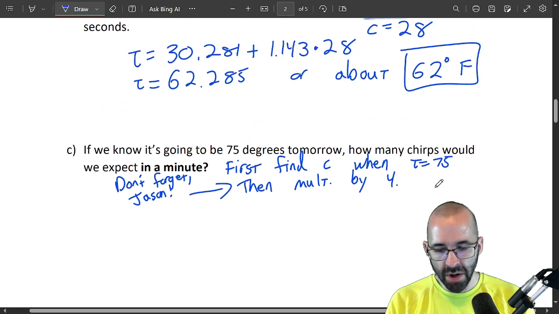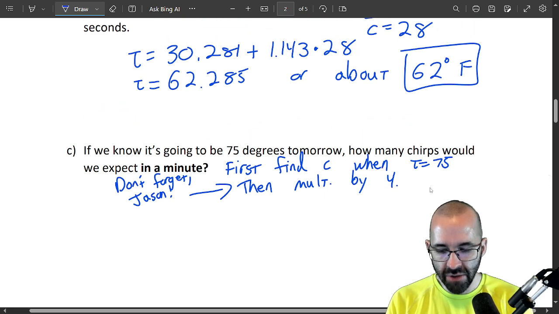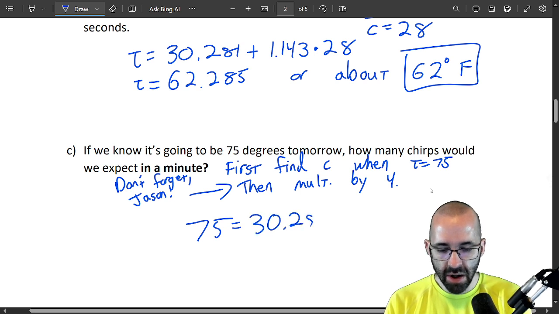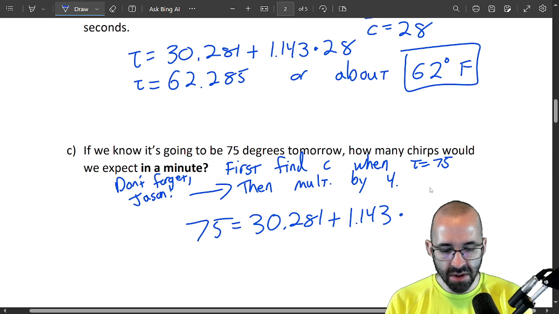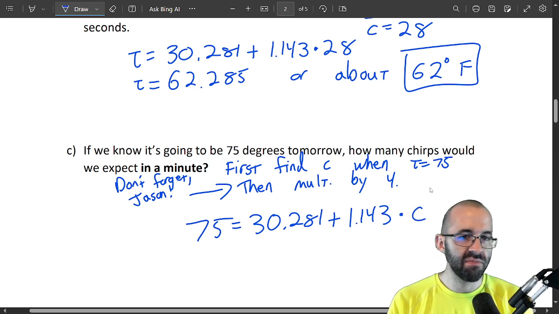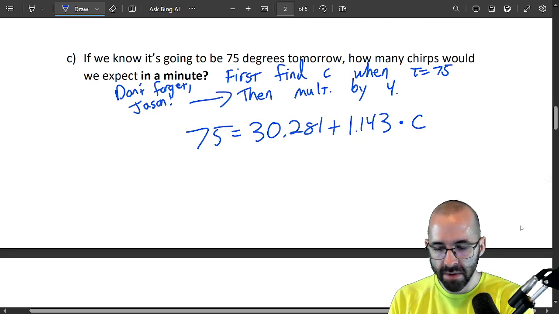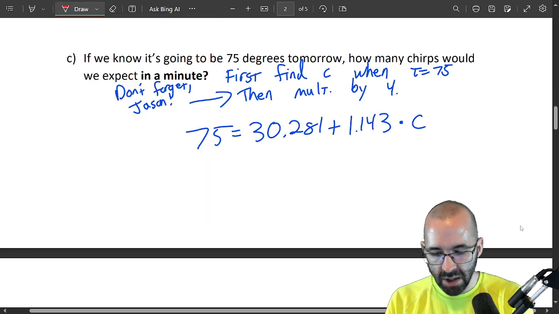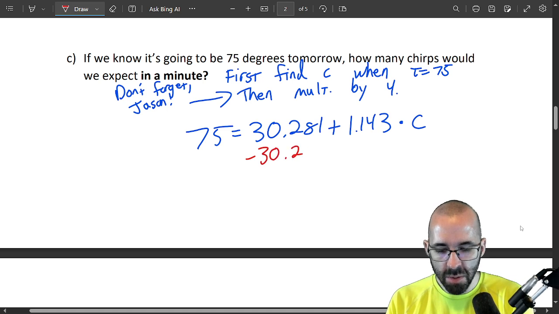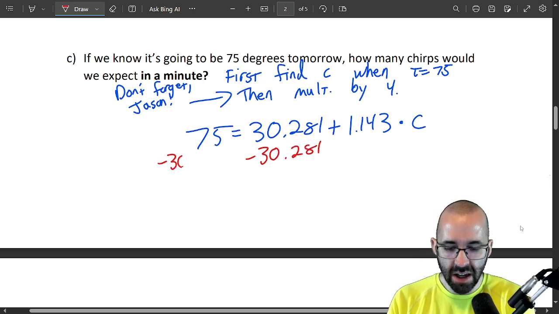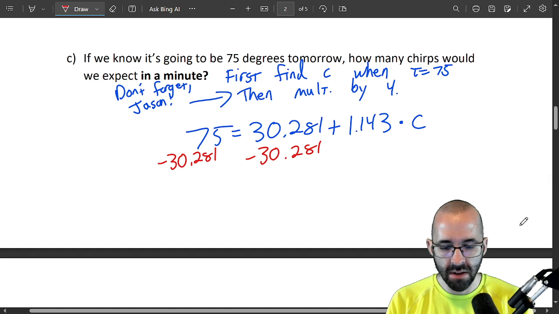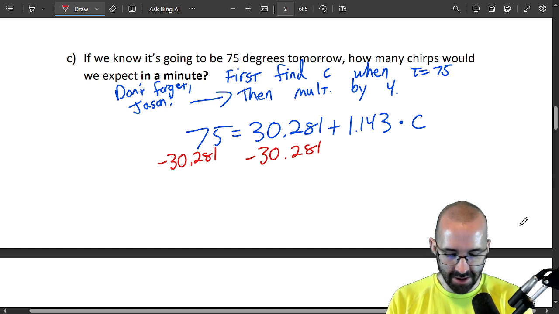So we know that T is 75, and that is equal to 30.281 plus 1.143 times the number of chirps, which we don't know. We just solve for C, and then we're going to multiply our final answer by 4. If we do that, we're going to subtract 30.281 from both sides. We are definitely going to use a calculator. And I'm not going to use a calculator, but let's see if I make a mistake.